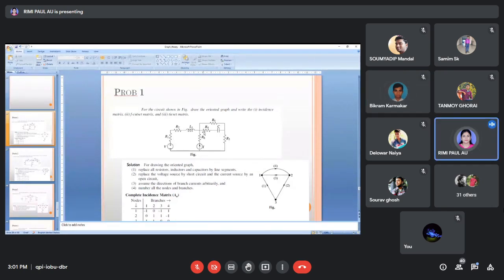Here 3 branches are connected, more than 3 branches are connected. Here also more than 2 branches are connected. So 2, and I am taking here 3. So what I am saying is that from 1 to 3, 4 components are connected, but here a voltage source is present. So this is a short circuit. So I'll take one path, 1 to 3.